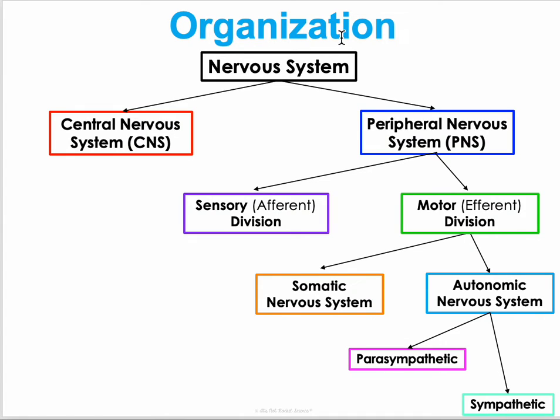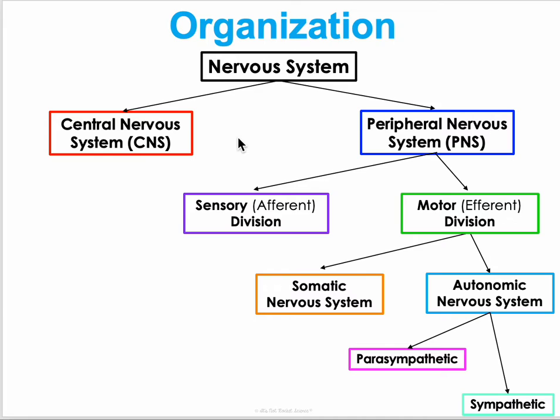So we have the overall nervous system, which can be broken down into 2 main parts. We have our central nervous system, which we call the CNS, and we have the peripheral nervous system, which we call the PNS. The central nervous system is composed of your brain and spinal cord, and your PNS is composed of pretty much everything else. Both of those are super important.